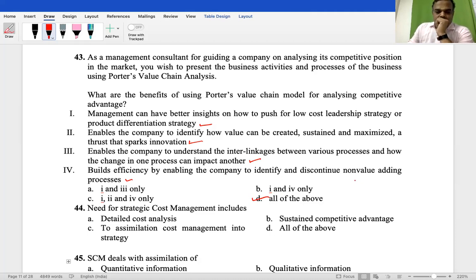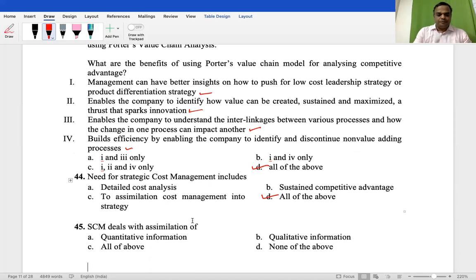Next question. Need for strategic cost management includes: option A, detailed cost analysis; option B, sustained competitive advantage; option C, to assimilate cost management into strategy; option D, all of the above. Strategic cost management includes detailed cost analysis, sustained competitive advantage, and aligning cost management with strategy. Correct, all of the above.